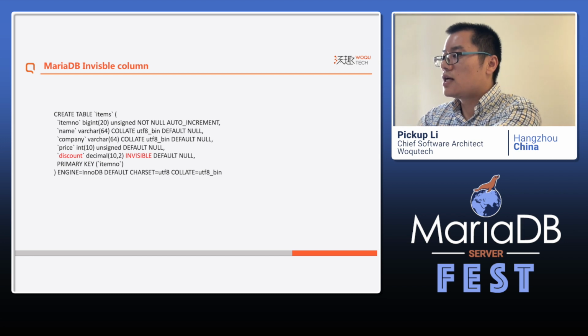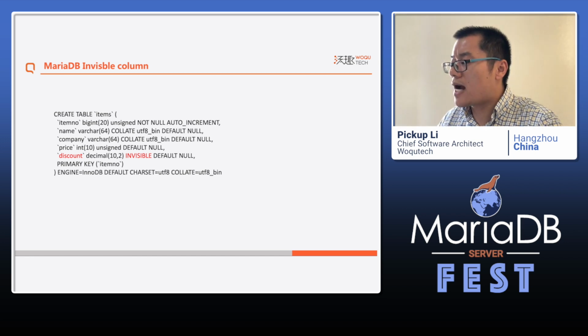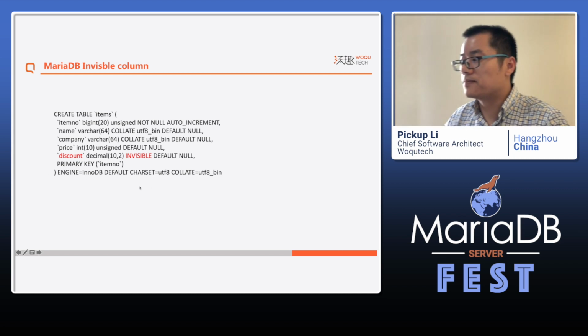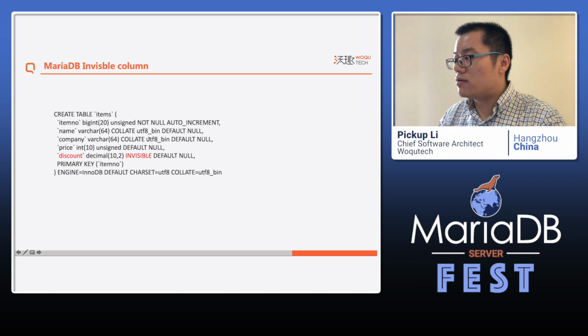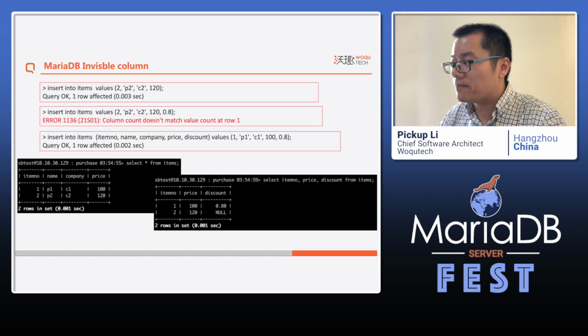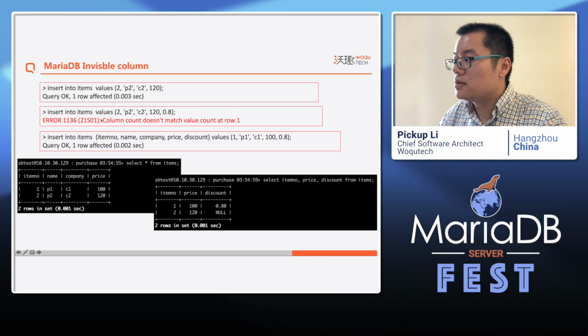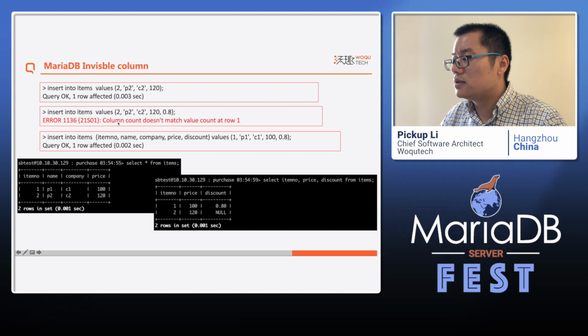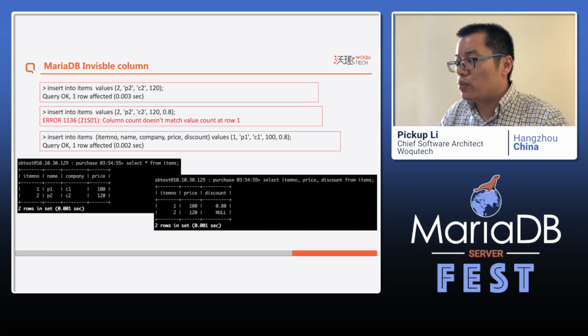From version 10.3.3, MariaDB has provided a feature, the invisible column. Here we create a table of items with an invisible column, discount. The column cannot be accessed unless explicitly mentioned by name. As you can see, the second insert will return an error, and you will not get the column when you select star from items. But if you explicitly select the discount column from the table, you can get the value.